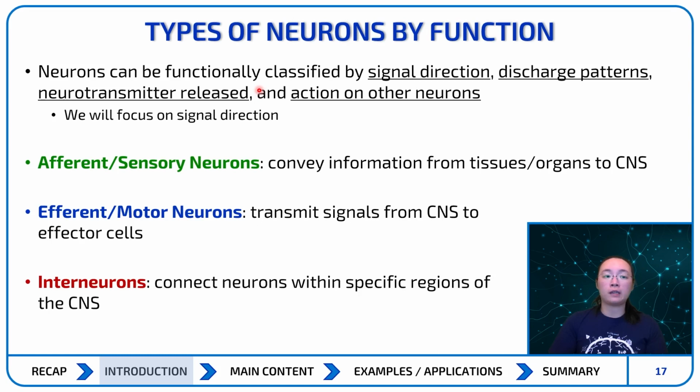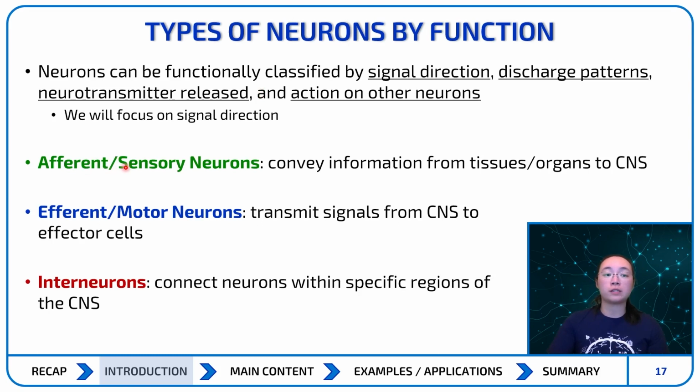We can take a look at the neurotransmitters that are released for specific neurons and just have an entire category based on, let's say, acetylcholine neurotransmitter releases, so on and so forth. And of course, you can also have neurons classified by their actions on other neurons. So that would be what kind of action that they produce after they send that signal to another neuron. For the purposes of this course, we're going to focus only on signal direction. So there's only three types that we have to care about.